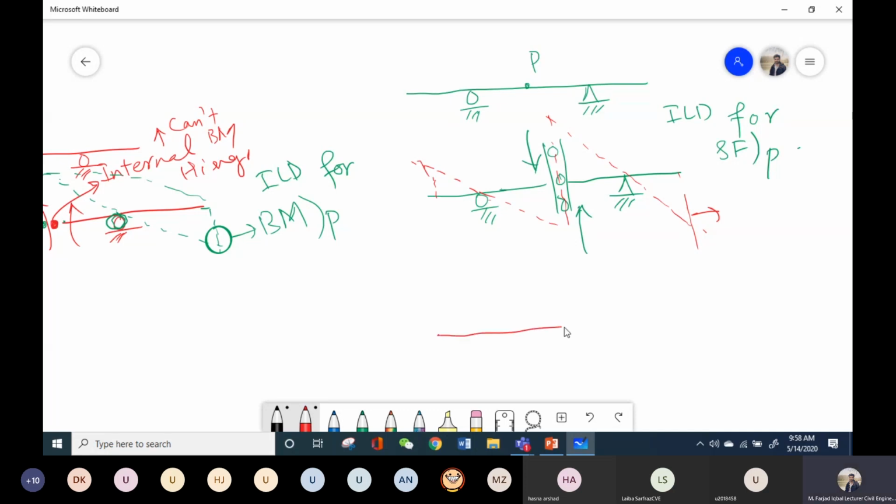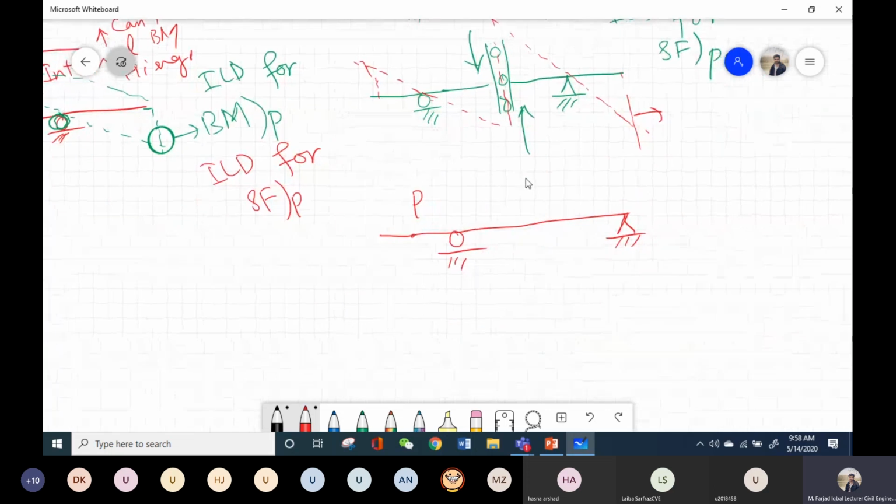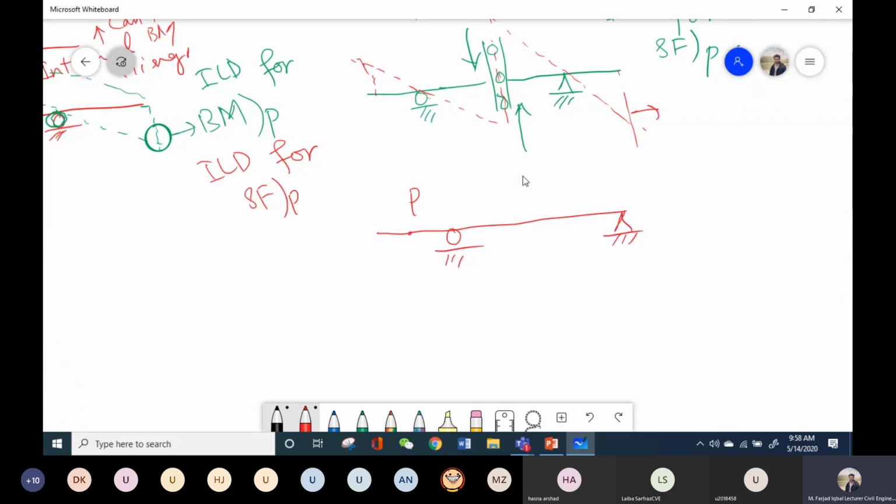Now let me give you one question, and this is the last one in this lecture. Then we can conclude our lecture. Let's say I have this beam, this is my point P, and I want to plot the ILD for shear force. Can anyone tell me how the shape will look? Just do it on your paper in 1 or 2 minutes.